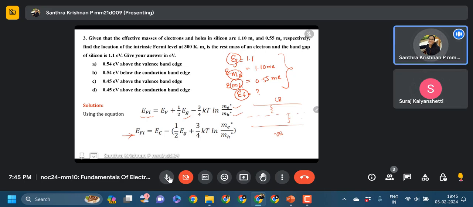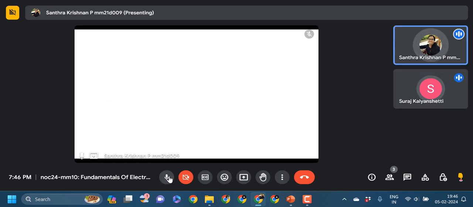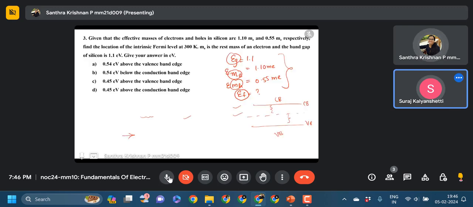One more thing: if you draw the diagram, we know that the valence band and the conduction band are both involved. So from that, you can use these two equations. It is EF minus EV, or EF minus EC is also possible, because either is possible. EC is the top or the bottom of the conduction band?